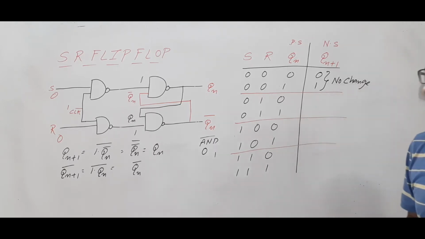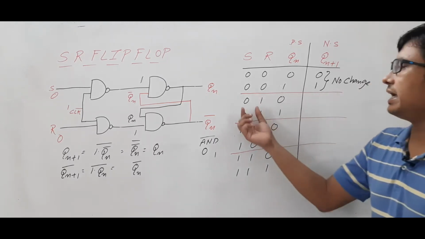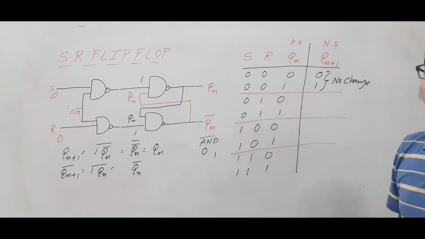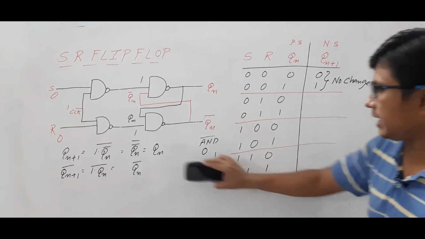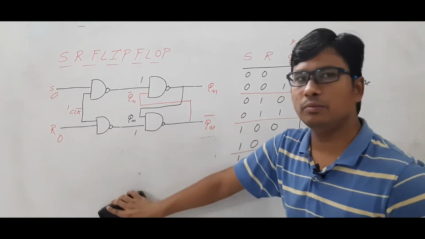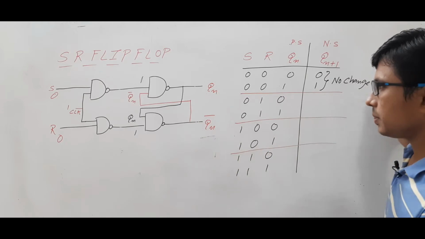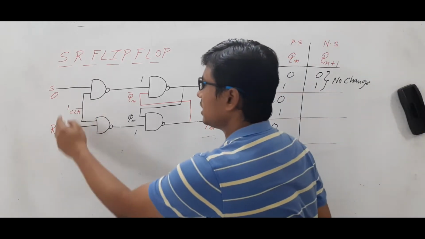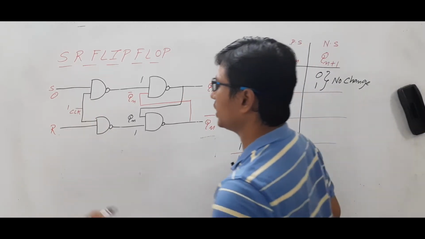Are you following with me or not? Now we will see what will happen when the S and R values are 0 and 1. I request everyone to please note down the points that I am discussing. Okay, we have S value as 0, R value is 1.